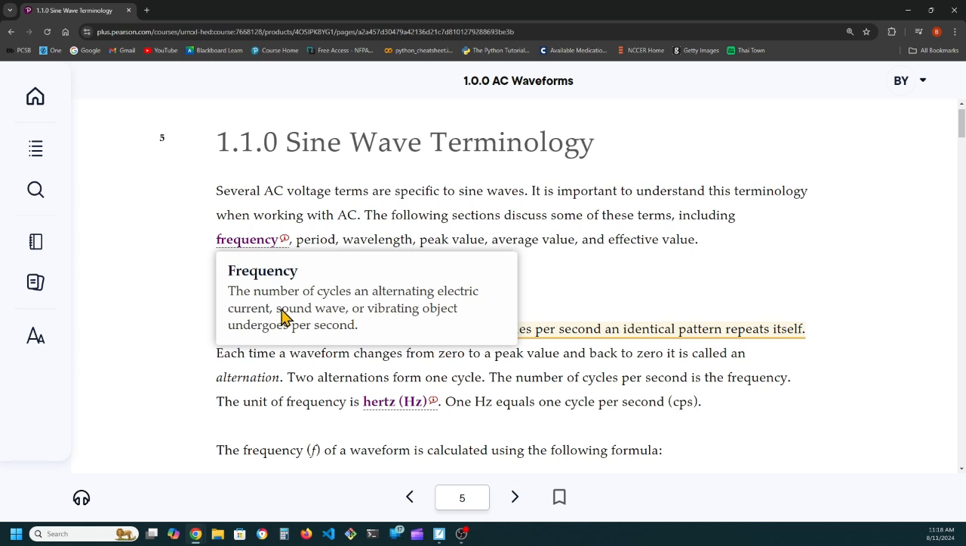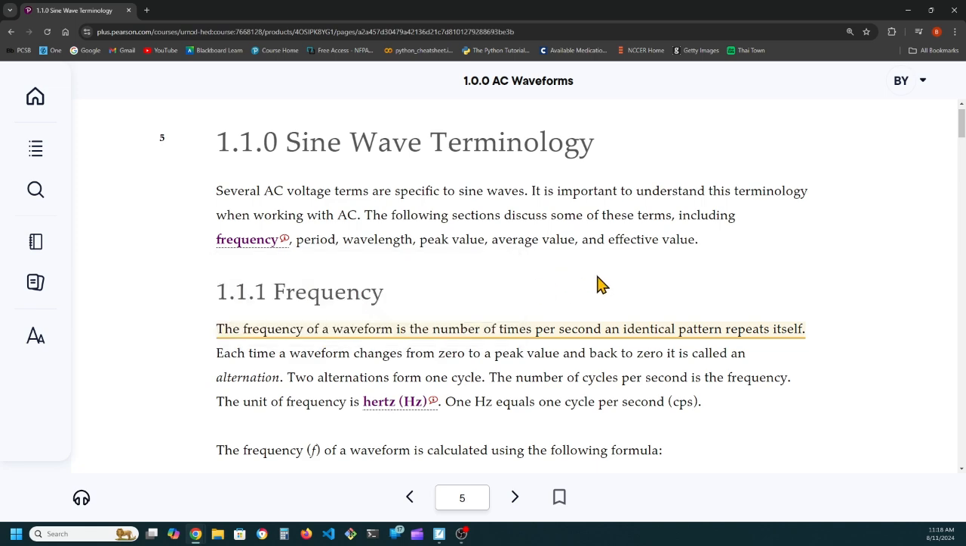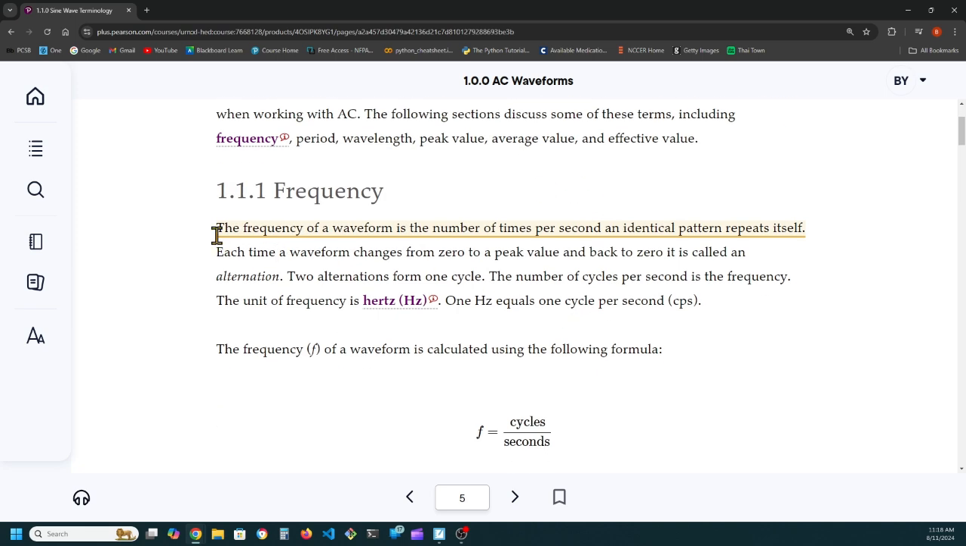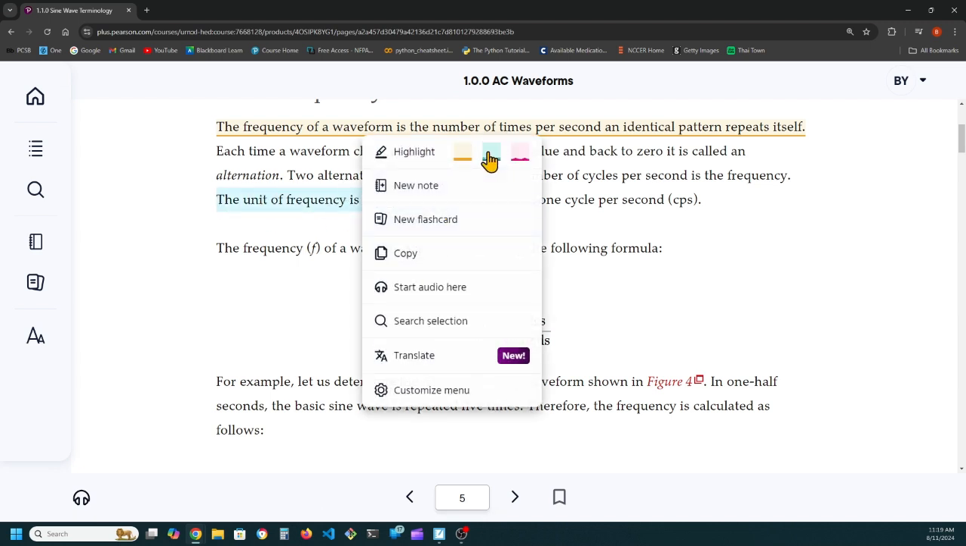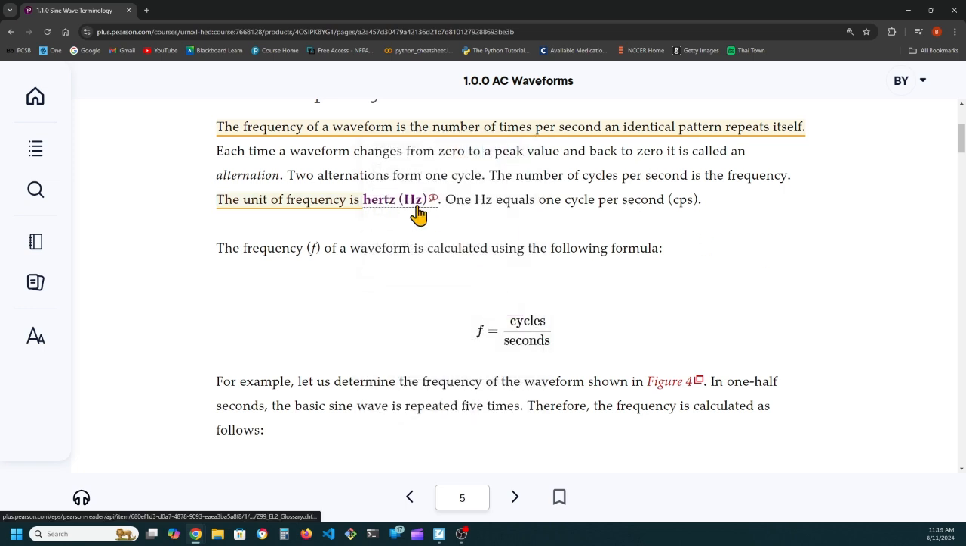It's the number of cycles an alternating electric current, sound wave, or vibrating object undergoes per second. Here's a highlight. It says the frequency of a waveform is the number of times per second an identical pattern repeats itself. The unit of frequency is hertz. I'm going to highlight that. Unit of frequency is hertz. 1 hertz equals 1 cycle per second.